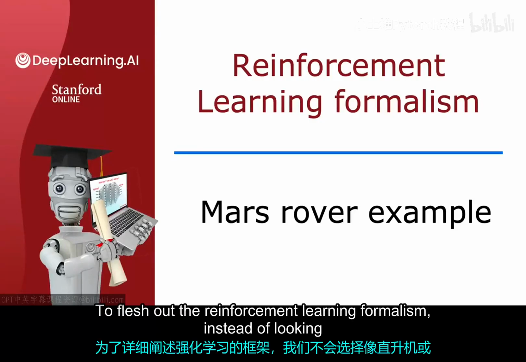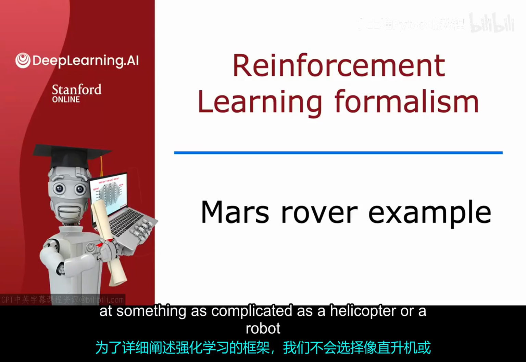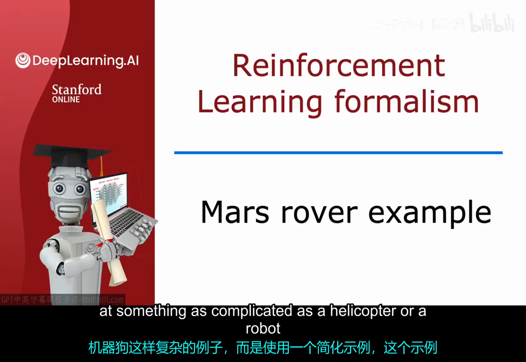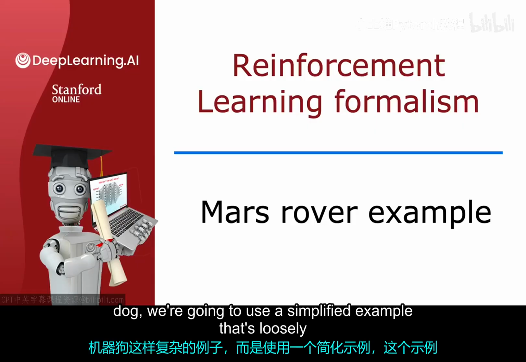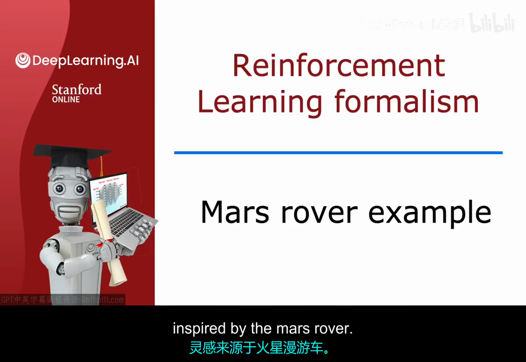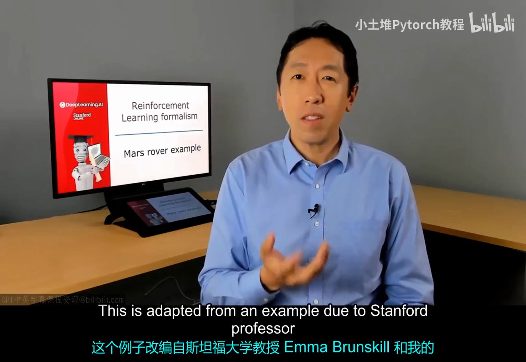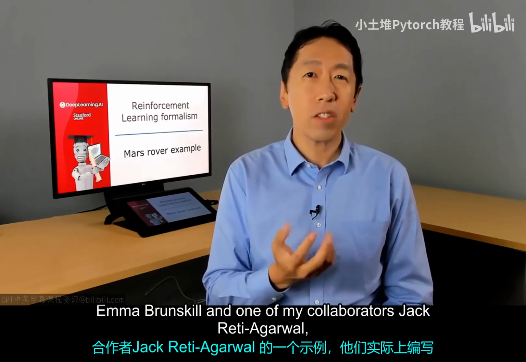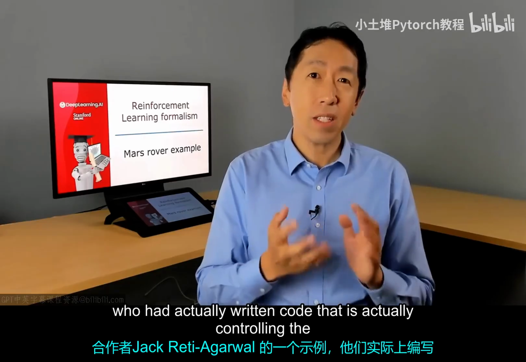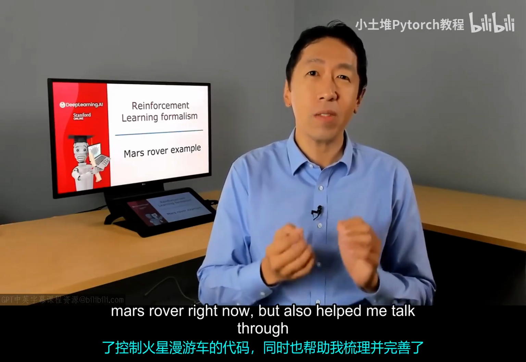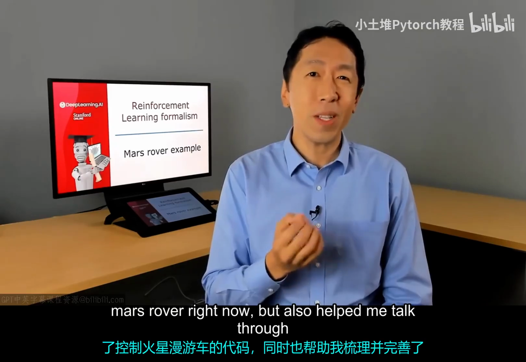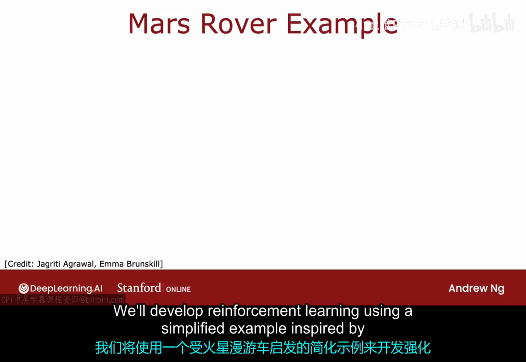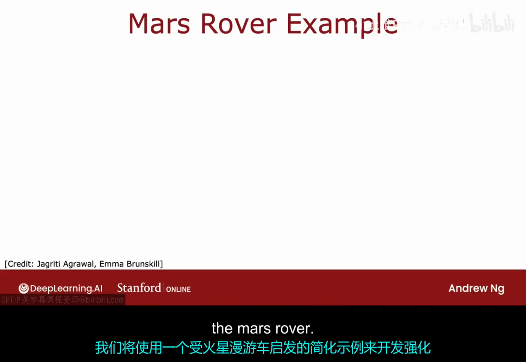To flesh out the reinforcement learning formalism, instead of looking at something as complicated as a helicopter or a robot dog, we're going to use a simplified example that's loosely inspired by the Mars rover. This is adapted from an example due to Stanford professor Emma Brunskill and one of my collaborators, Jack Riti Agarwal, who had actually written code that is actually controlling the Mars rover right now. It also helped me talk through and help develop this example. Let's take a look. We'll develop reinforcement learning using a simplified example inspired by the Mars rover.